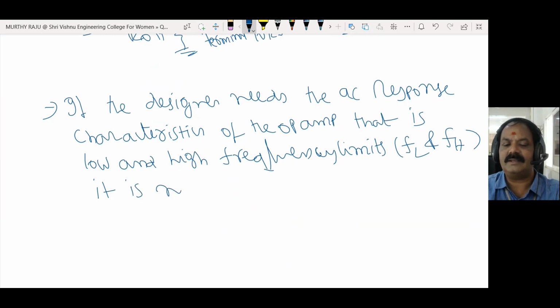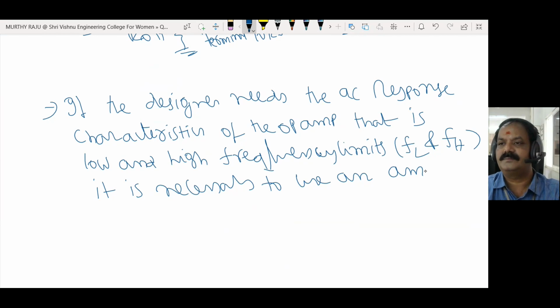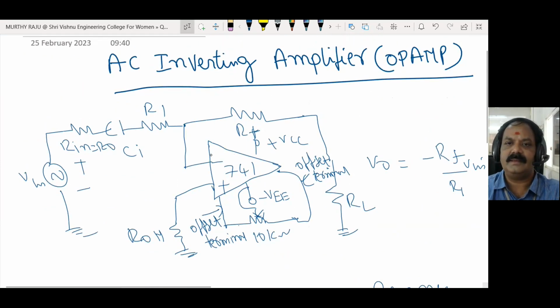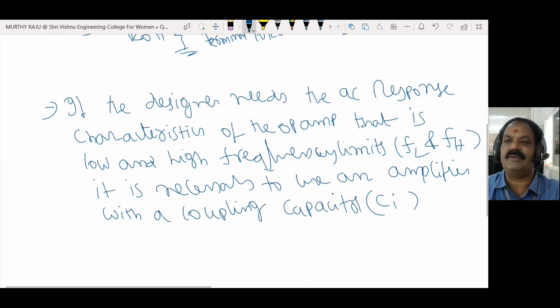it is necessary to use an amplifier with a coupling capacitor. This is the coupling capacitor C. If the designer needs AC response characteristics of the op-amp, that is low and high frequency limits, FL and FH, it is necessary to use an amplifier with a coupling capacitor CA.